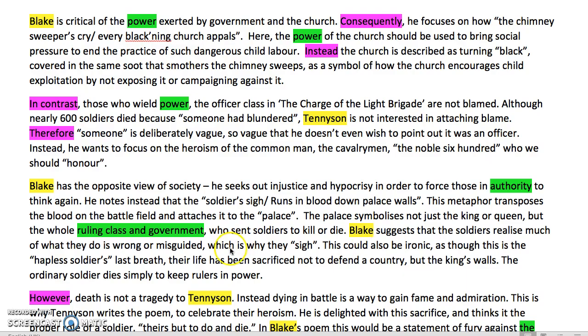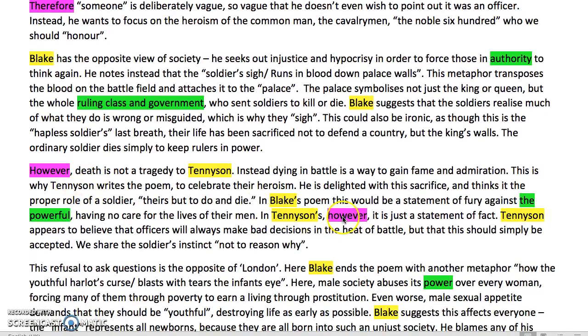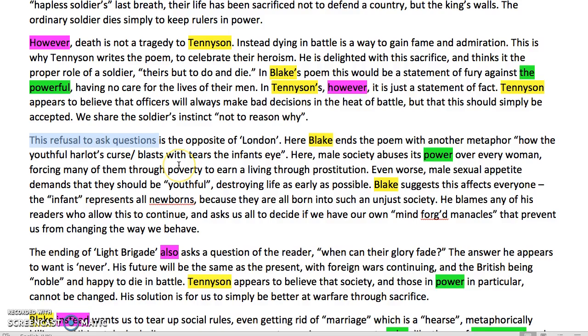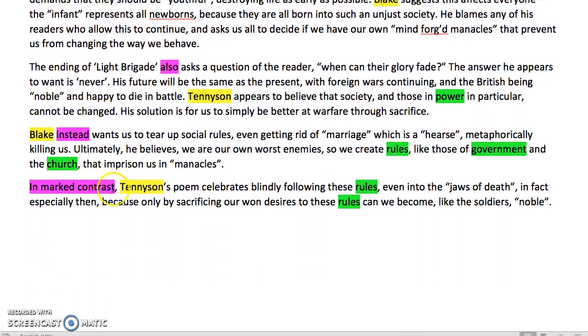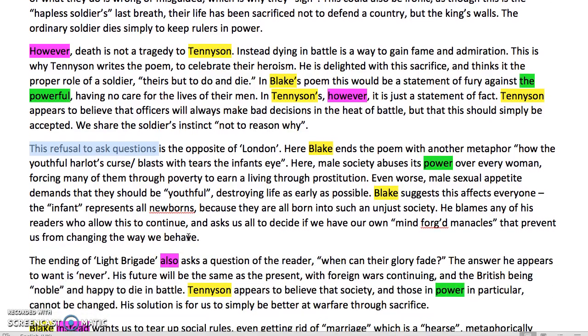I also want to show the examiner that I'm continually looking at different points of view, and I do that with my connectives. Consequently, instead, in contrast, therefore. This is a similar point here, and so I haven't got a contrasting connective in my next paragraph. However again, here we don't have a connective, but we do have this phrase here, this refusal to ask questions. So we know that refers back to the question asked in this paragraph. And then finally, instead and in marked contrast in the final conclusion. So that's how you show the examiner your essay can't be chopped up and put in a different order. These are stitches, if you like, that make these paragraphs fit the order you've placed them in.